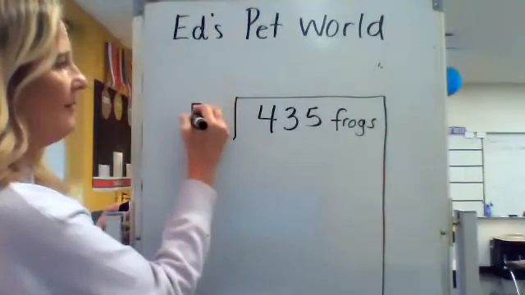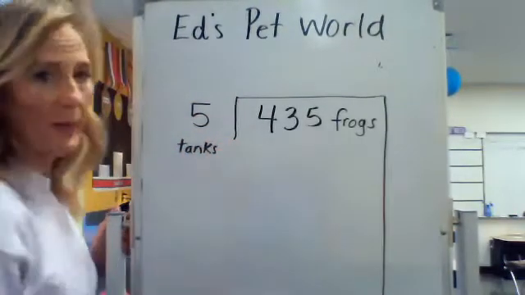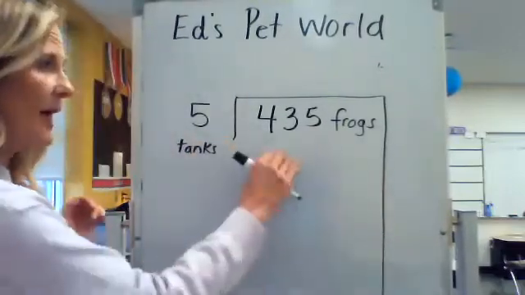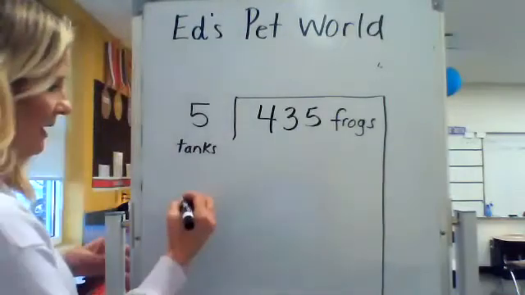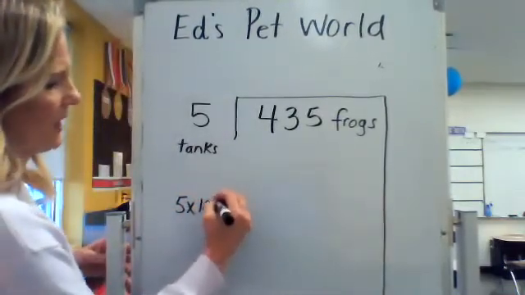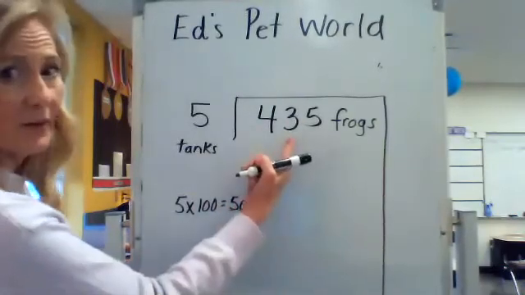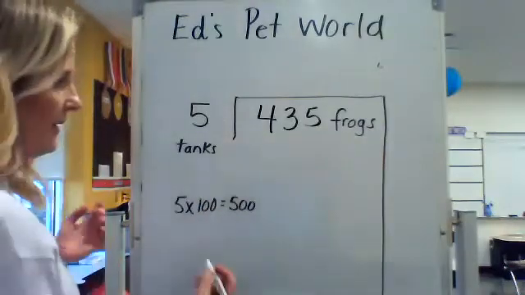And I have 5 aquariums, and I'm just going to call them tanks because I'll remember what that is. All right, so we start the process again. I want to estimate around how many I can put into each tank. I know that 5 times 100 would be too high, because that would be 500. I don't have 500 to put into tanks. So I know it's going to be lower than 100.